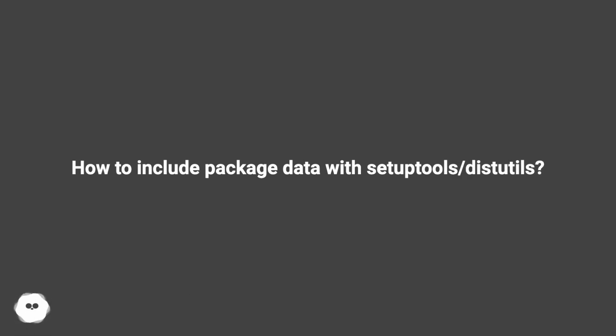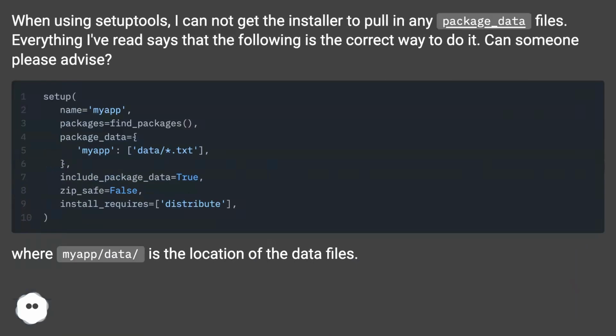How to include package data with Setuptools/Distutils. When using Setuptools, I cannot get the installer to pull in any package_data files. Everything I've read says that the following is the correct way to do it. Can someone please advise? Where myapp/data/ is the location of the data files.